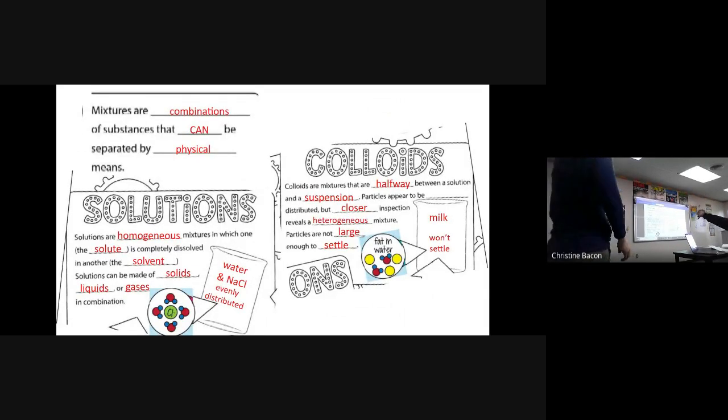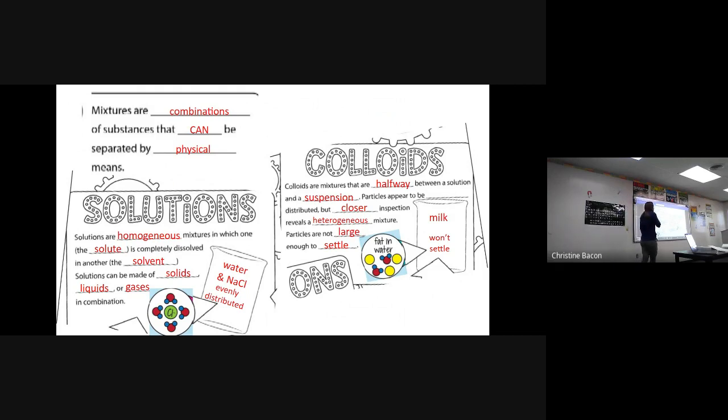So let's go back and we'll talk about what colloids are. Colloids are mixtures that are halfway between a solution and a suspension. Particles appear to be distributed, but upon closer inspection, they reveal a heterogeneous mixture. Particles are not large enough to settle. Our example here is milk. Within milk, you have water and fat. You add the fat to the water to create milk. And when you're looking at it as a whole, you don't see the fat in the water, right? But when you look at it on a molecular level, it's not distributed evenly.